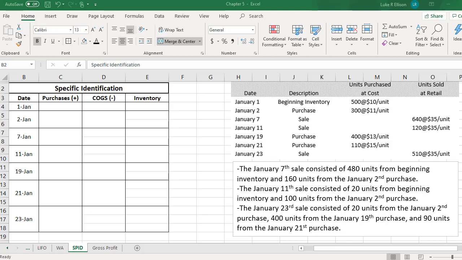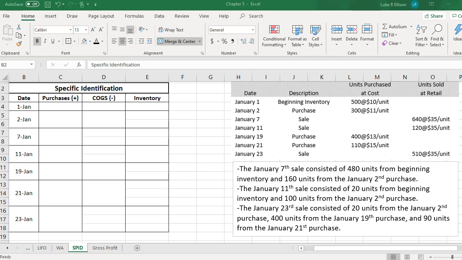Hello! Today we will be covering the specific identification method for calculating cost of goods sold and ending inventory. The specific identification method can be used when the cost of each item in inventory is individually kept track of and can be matched to a sale on a specific date.